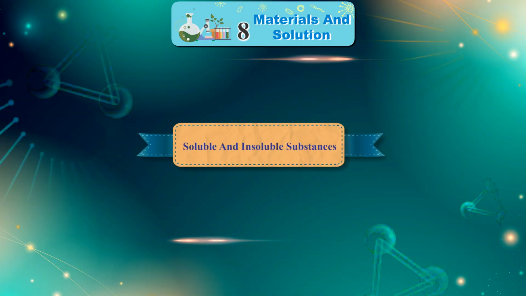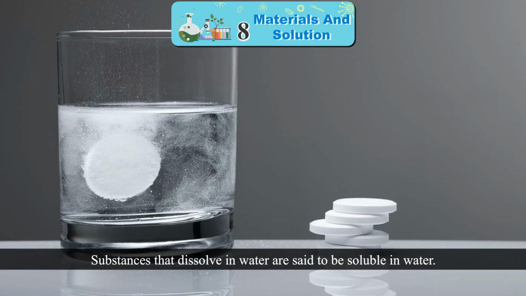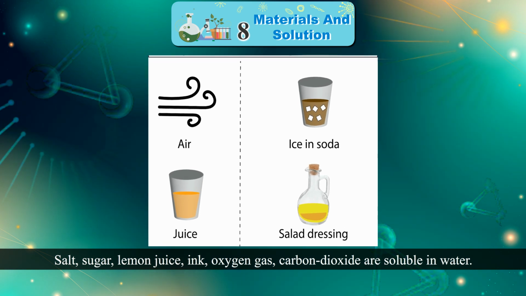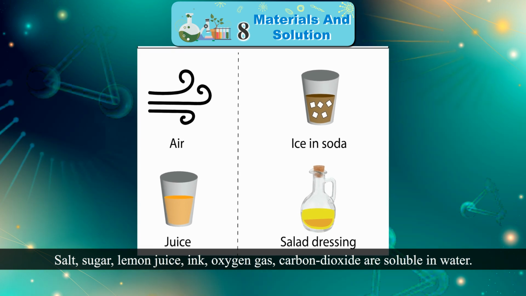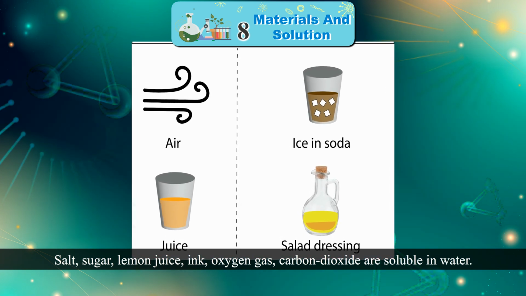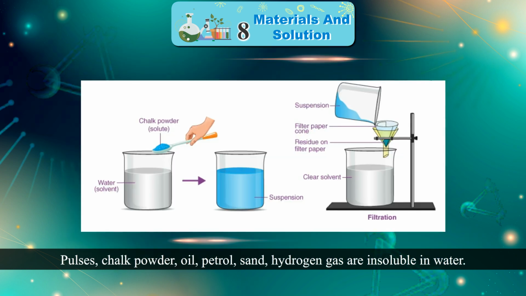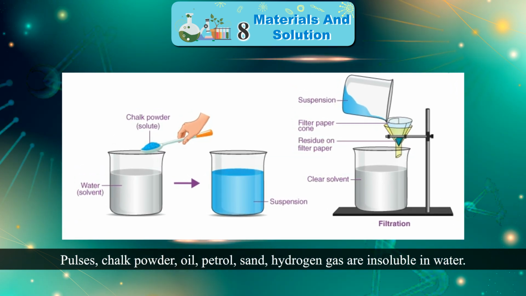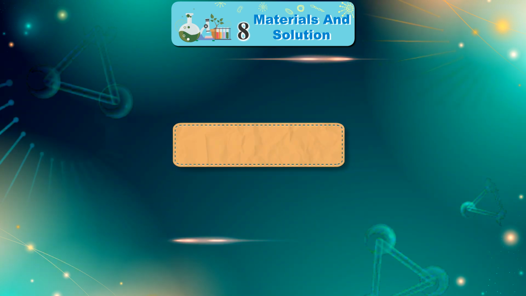Soluble and insoluble substances. Substances that dissolve in water are said to be soluble in water. Salt, sugar, lemon juice, ink, oxygen gas, and carbon dioxide are soluble in water. Substances that do not dissolve in water are said to be insoluble in water. Pulses, chalk powder, oil, petrol, sand, and hydrogen gas are insoluble in water.